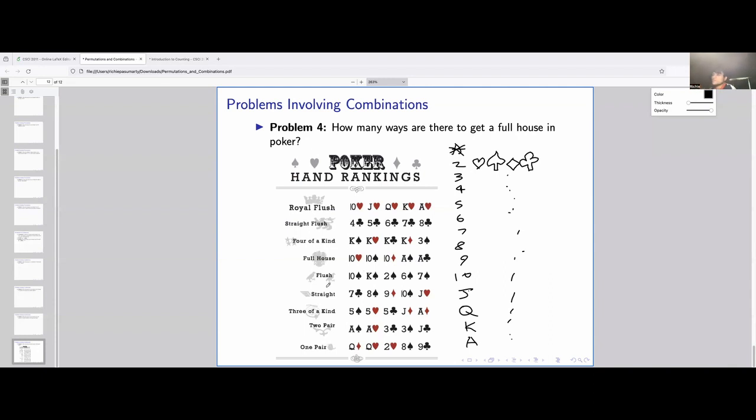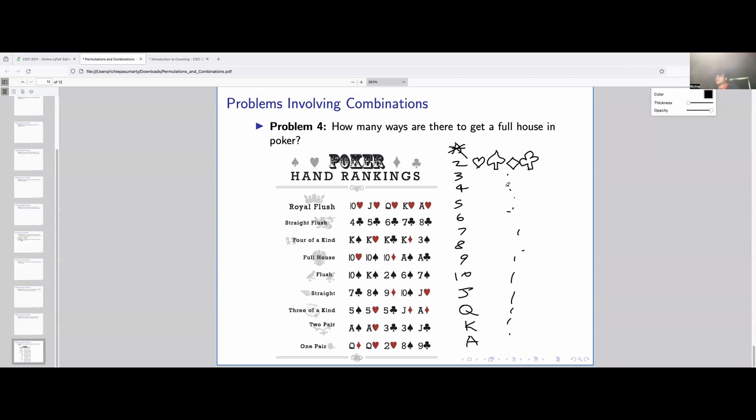So a full house is a poker hand. It's a pretty rare poker hand, actually. It occurs when we have 3 cards of the same rank and 2 cards of the same rank. They're not all the same: I have 3 of one rank and then 2 of a different rank. So the question is, how many different ways are there to do this?